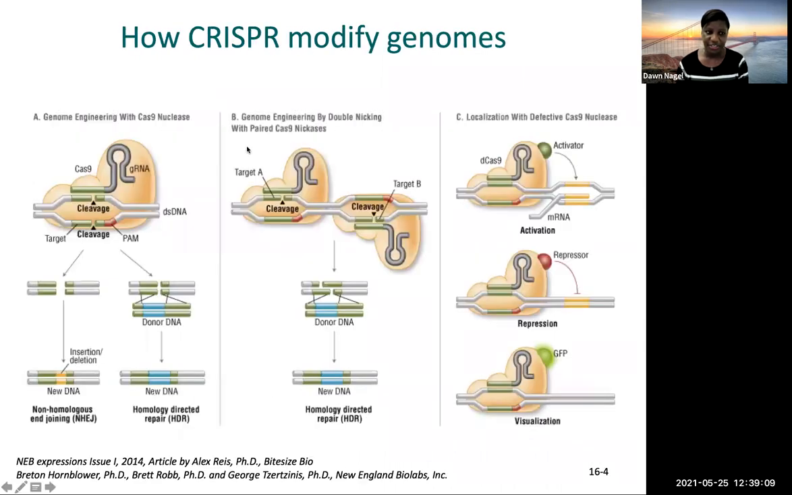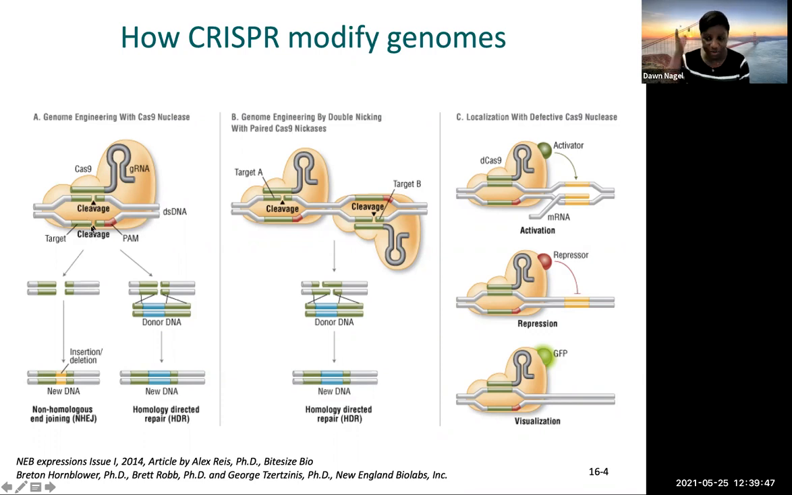And the way that CRISPR is able to modify genomes is it creates double-strand breaks, right? So in this case, you have this complex, which is your Cas9 and your guide RNA. This guide RNA recognizes a region in the genome, so this is a double-stranded DNA in the genome. And it also recognizes this PAM site, because it's also there. Once it attaches and binds to that region, it creates a double-strand break.